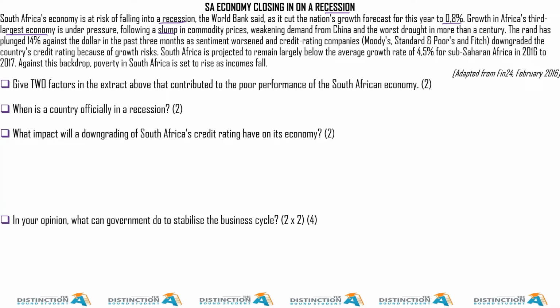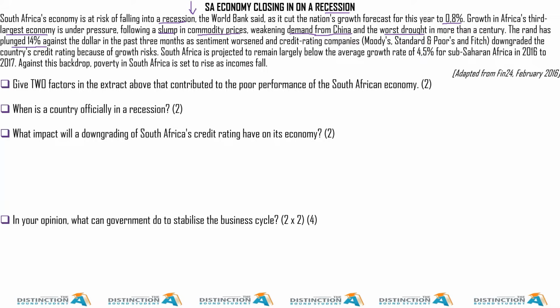Right, following a slump in commodity prices. Okay, so commodity prices decreased. So we're talking the likes of gold, copper, those minerals, we're talking sugar, we're talking all those things. Okay, weakening demand from China. Okay, so China is not buying from us. That's what they're saying here. And the worst drought, okay, in more than a century, like over the last 100 years, the worst drought. Okay, good reason for a recession. The rand has plunged 14%. That's not stable. Against the dollar, that's not stable.